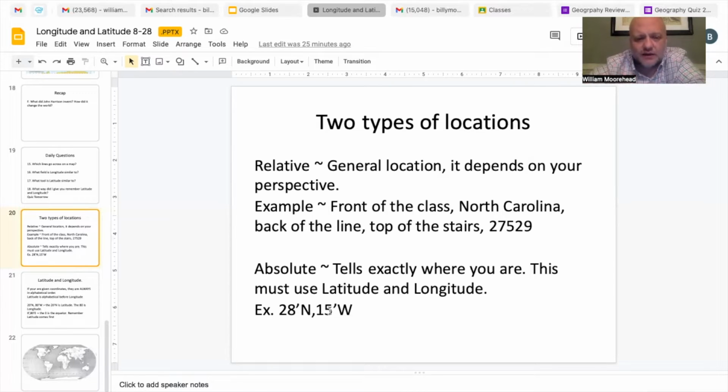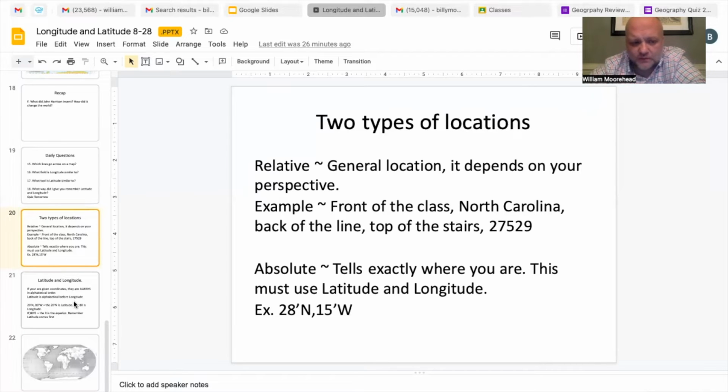So what we can do here is maybe pause the video. I want you to get just these two notes. You can take them on the same paper you did yesterday, or you can find a new paper. I just want you to know relative and absolute location. Once you guys have that down, we can move on to our next part of the lesson.